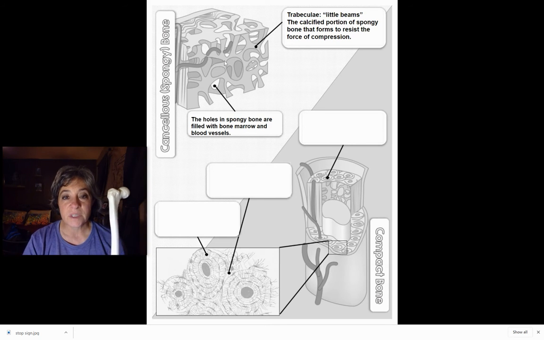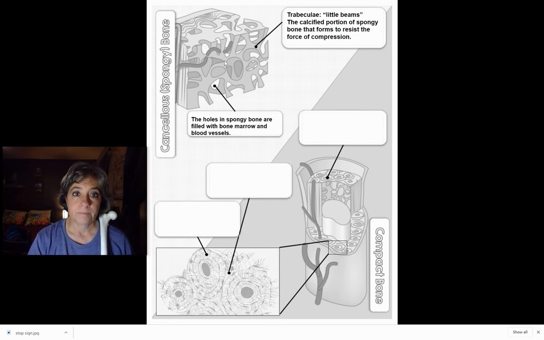The little holes in the spongy bone are filled with bone marrow and blood vessels, and specifically red bone marrow. Okay, actually make sure you type that in with it when it says bone marrow, do red bone marrow. And we listed a function of the skeletal system as forming blood cells, creating blood cells, and that's where it happens in the spaces in the red marrow of the spongy bone.